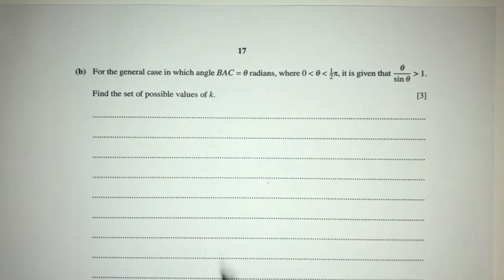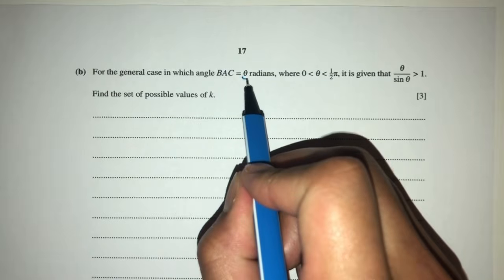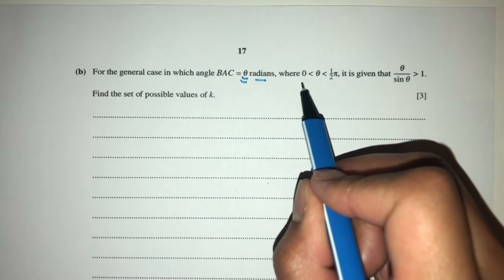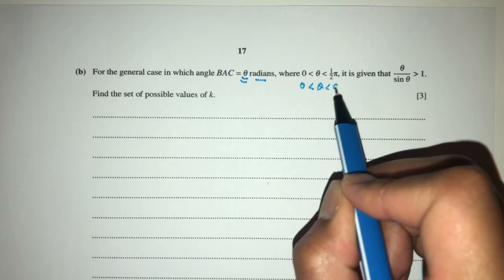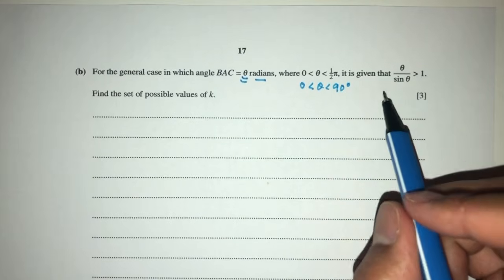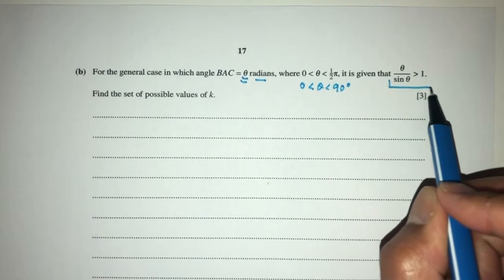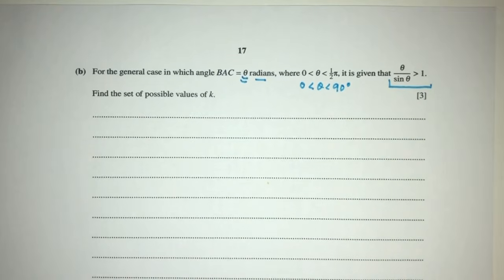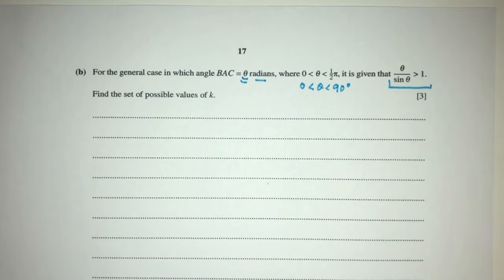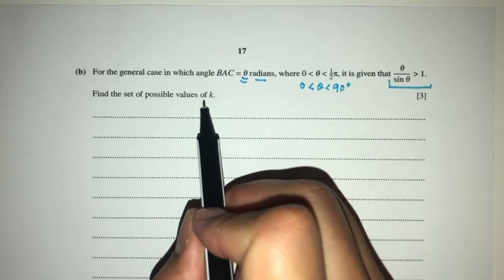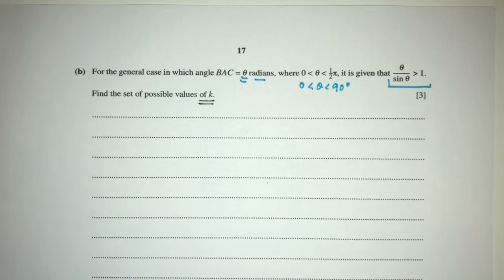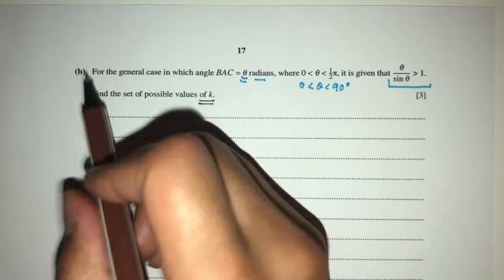So for the case where the angle BAC is theta radians, and theta is between 0 and 90 degrees, it is given that we have this ratio is more than 1, which is theta divided by sine theta. Now using this, find the possible values of k. So let's see, same thing again.